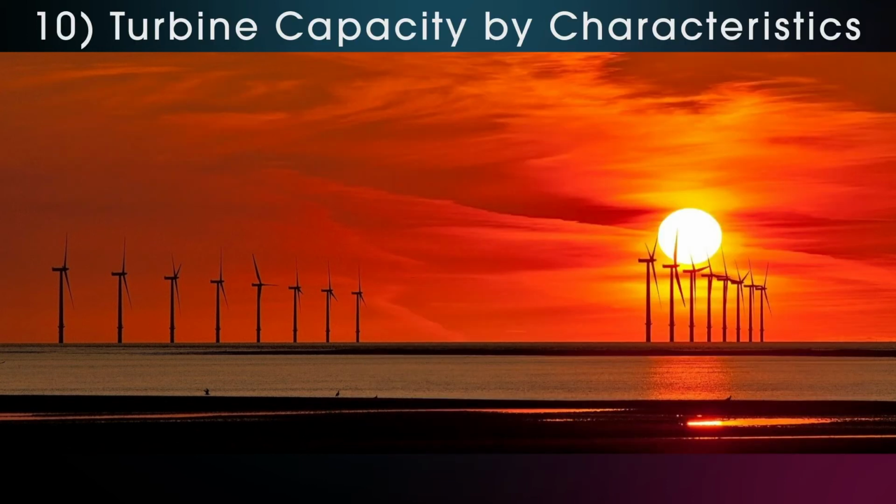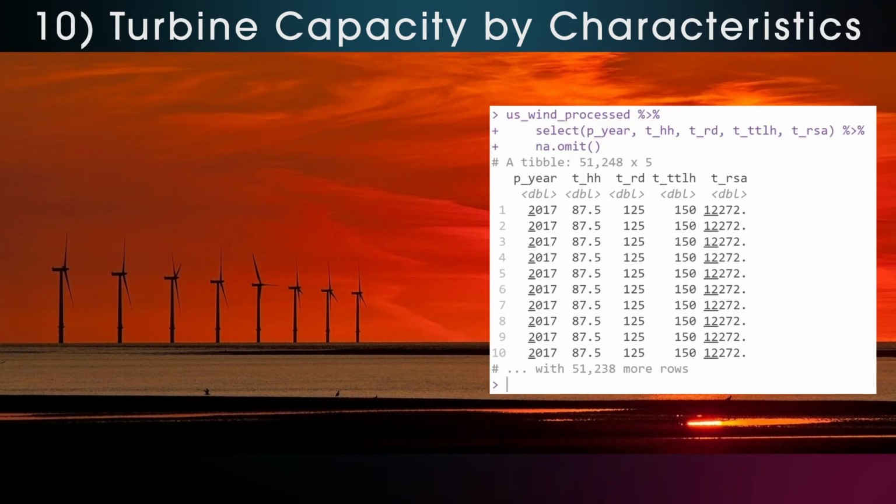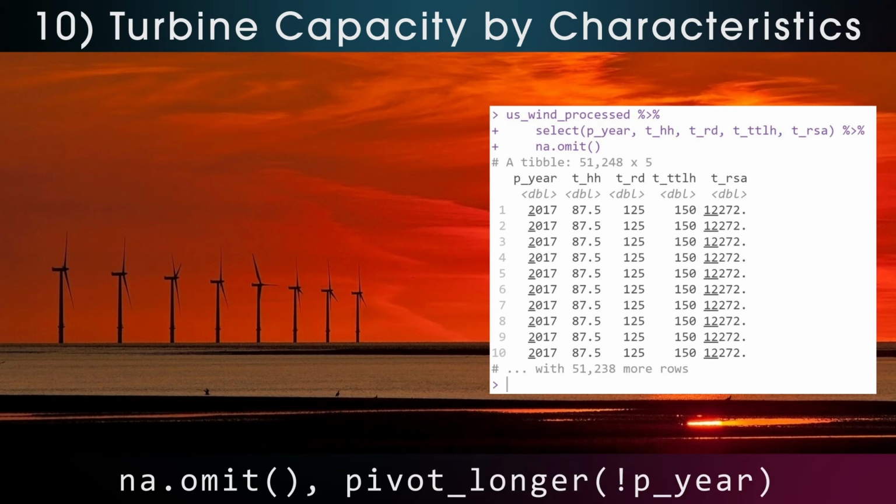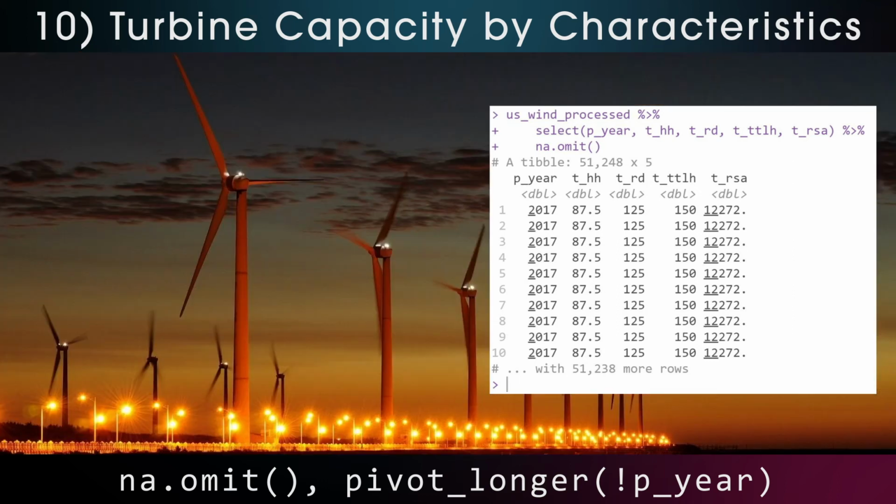At the end, I want to ask some quick questions to the dataset that weren't part of the original screencast from David Robinson. For example, I want to know how the 4 different turbine characteristics changed over time. To investigate this, we select the project year, the turbine hub height, rotor diameter and turbine total height, all in meters, as well as the rotor swept area in square meters.